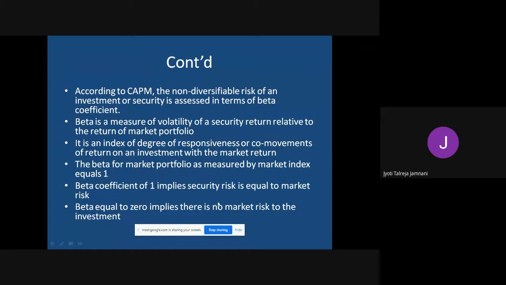So beta coefficient of 1 implies security risk is equal to the market risk. Beta equal to 0 implies there is no market risk to the investment. So if your company beta is 0, that means you don't have any risk, whatever happens to the market. If it is less than 1, you're less risky. If it is more than 1, you're more risky. If it is exactly equal to 1, that means your risk and market risk are the same. So that is how companies use beta to see whether they are more risky or less risky than the stock market.